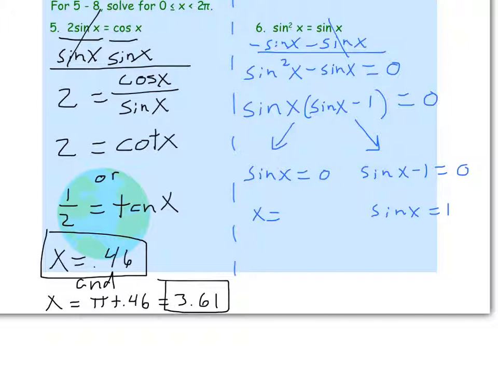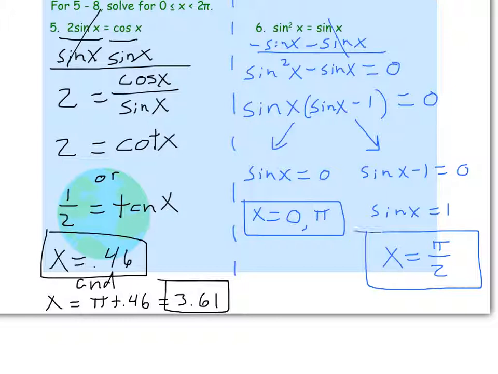Should be thinking unit circle first before going to the calculator. 0 is a sine value that we find on the unit circle. 0 and pi, those are 2 angles that have a sine value of 0. And sine is 1. This is a rare little case where we only get one solution. That would be at pi over 2. It's the only place between 0 and 2 pi where sine is 1. Okay, that's the only place on the whole unit circle that has that solution where sine is 1.